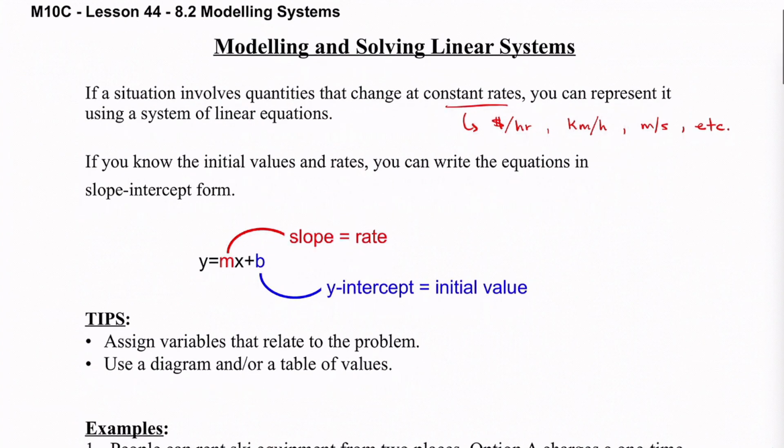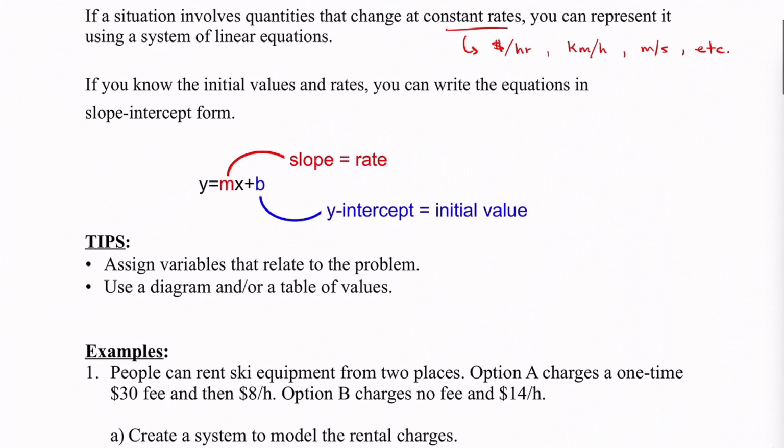Some tips to make this a little easier on ourselves. The first one, assign variables that relate to the problem. Some examples: for time, use the letter T, for height you could use H, and for distance you could use D. Sometimes you might not want to use those letters. In the examples below we're going to be using our calculator, so sometimes it's best to use X and Y because our calculator only uses X and Y.